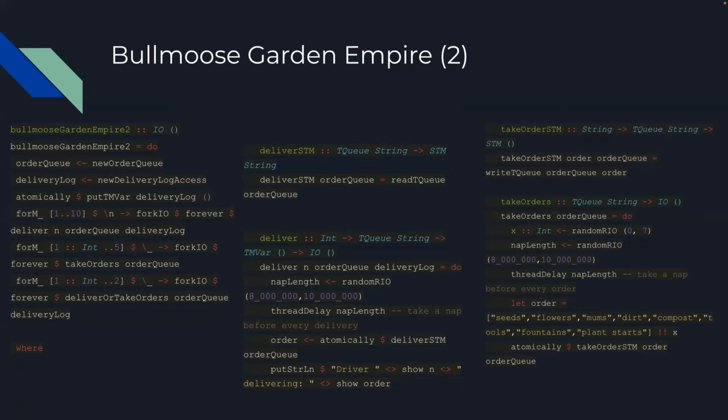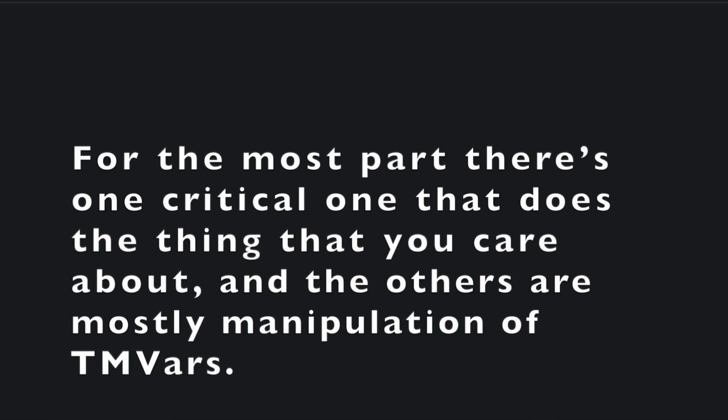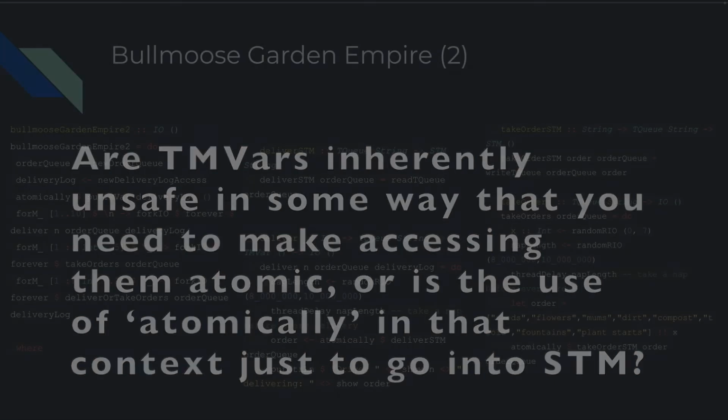Yeah, you can definitely do continuation passing style, passing a side effect back and running that then. Rob? I was going to ask something related to that, but in a much smaller way. I noticed you're using a number of atomically lines within an IO block, and for the most part there's one critical one that does the thing you care about, and the others are mostly manipulation of TMVars. Are TMVars inherently unsafe in some way that you need to make accessing them atomic, or are they used atomically in that context just to go into STM?